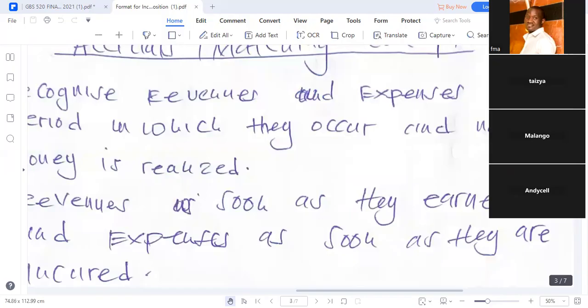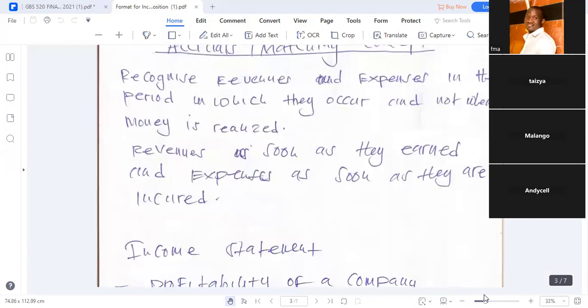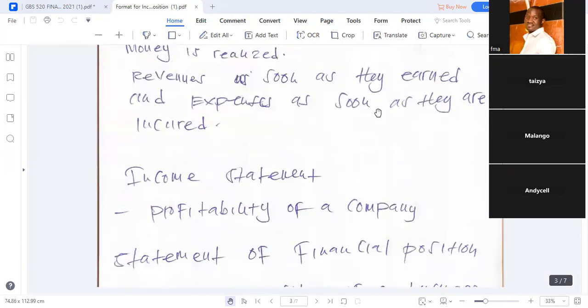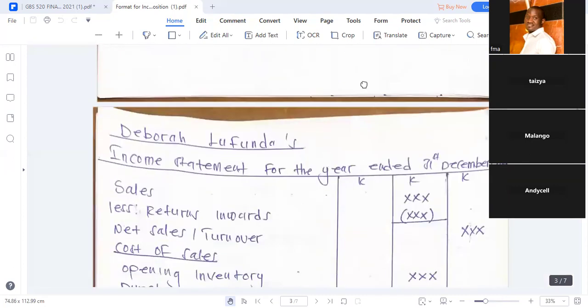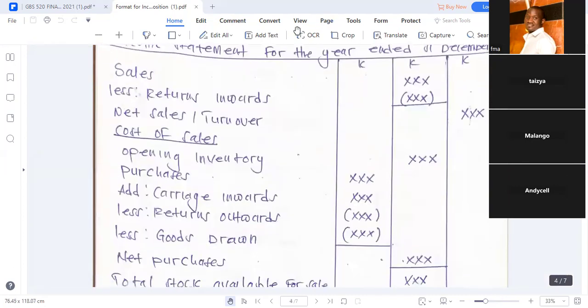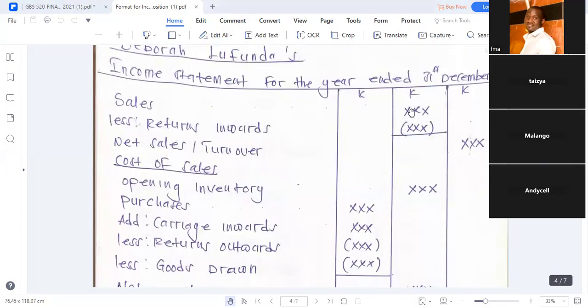Okay, so you can see the format here. We have our income statement. We start with the sales, we less returns inwards. What we get is called our sales turnover, our net sales.